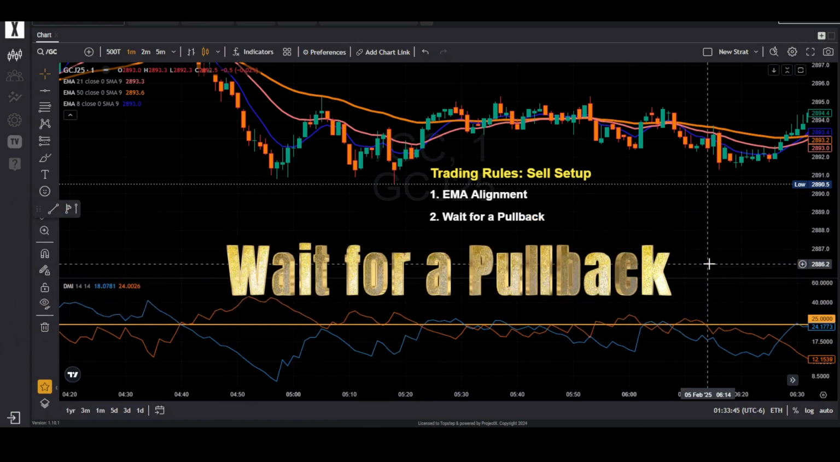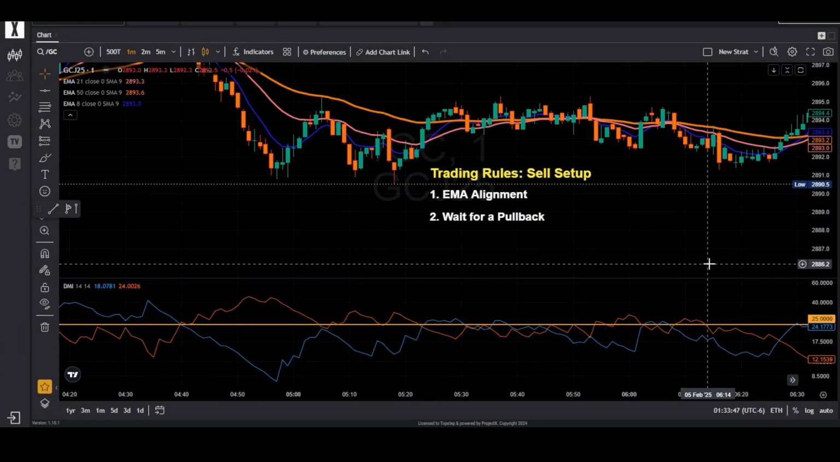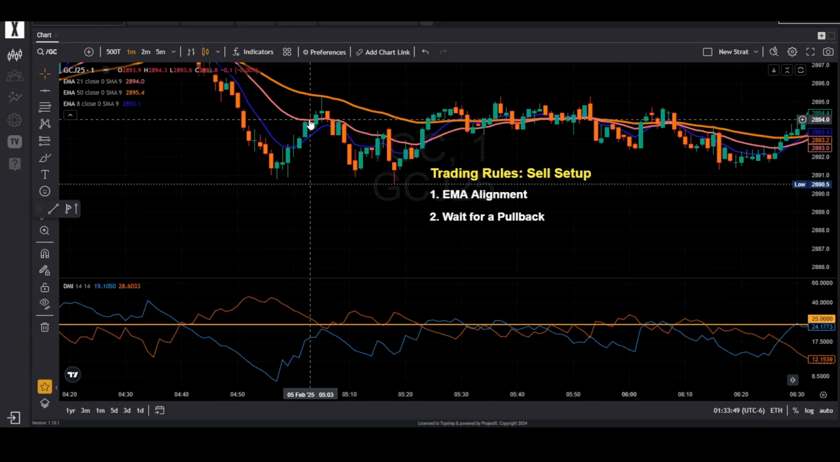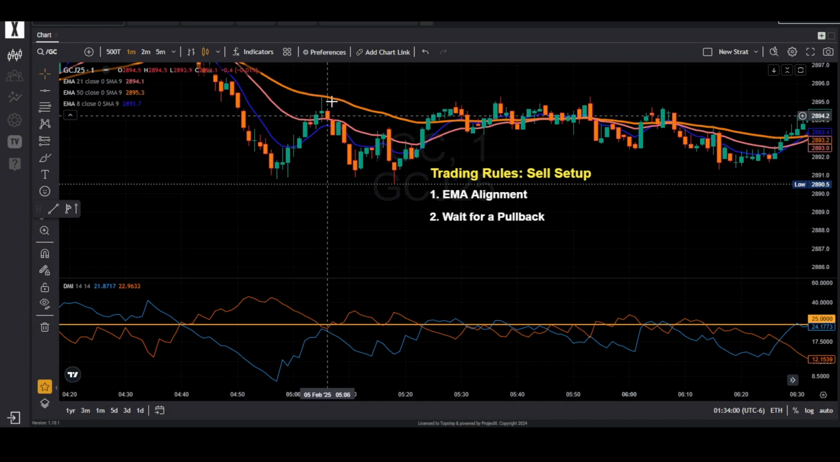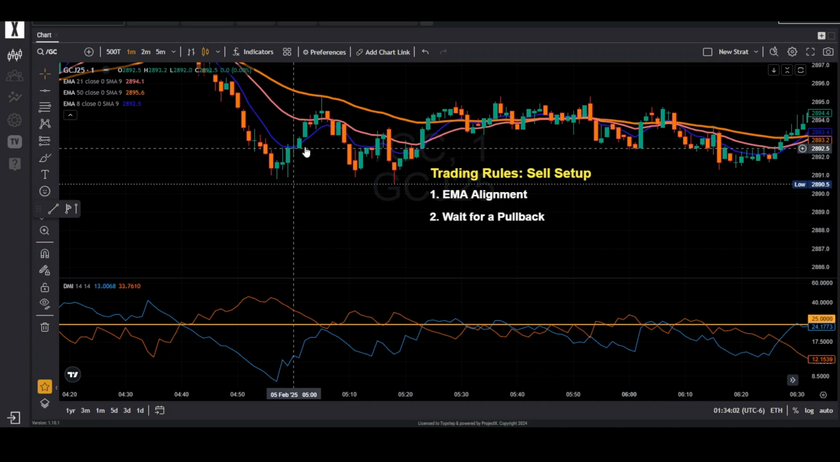This confirms a strong downtrend. Second item is wait for a pullback. The price must pull back between EMA 21 and EMA 50. The pullback candle can be bullish or bearish with a long wick, indicating selling pressure. As you can see, price pulled back between EMA 21 and EMA 50, so it fulfills this condition.